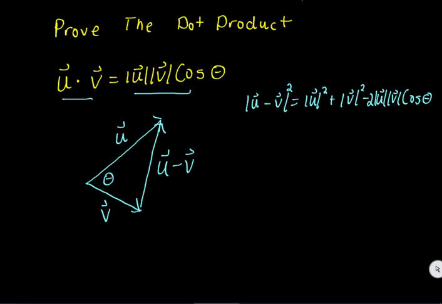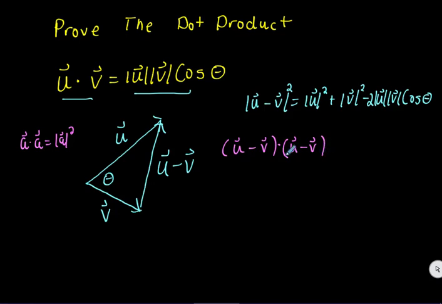Good. Now we're going to recall from the previous video, we had a property that said that if we had vector a dot vector a, we showed that that is the magnitude of a squared. So I'm going to use this rule right here for this left side. Since this is a magnitude squared, we can take the vector u minus v and say it is u minus v dot u minus v.